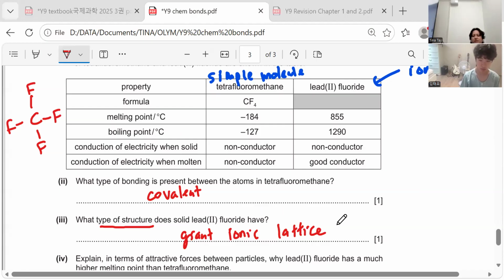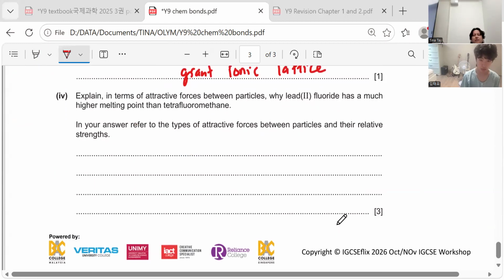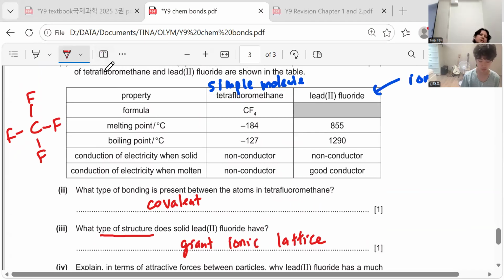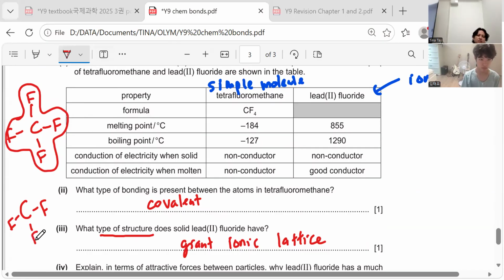This one is a little bit harder to explain. Remember what I taught you? This one, simple molecule, right? And between this and the next molecule, what is the attractive force between these two molecules? Intermolecular forces of attraction. So is it strong or is it weak? It's weak, so it's easily separated.